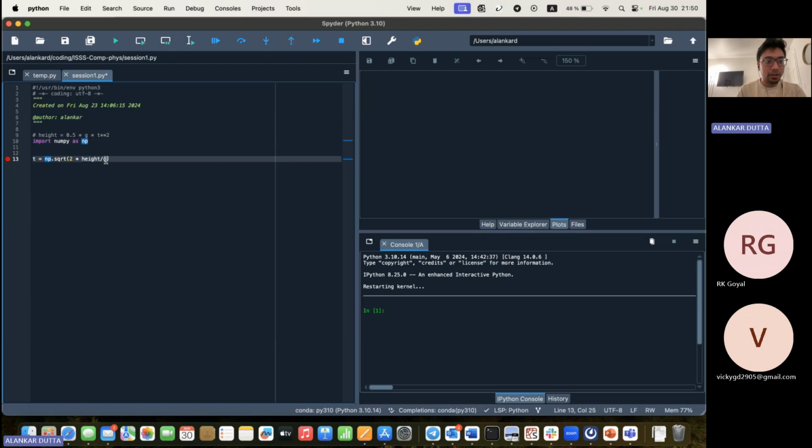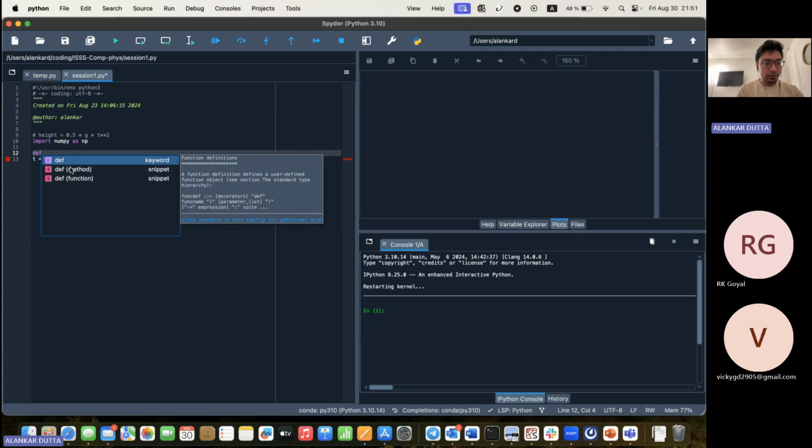And now we have to find, given some height and g, the time is given like this, right? So now the question is the user is going to give you height, and then we are going to find out how much time it is required. So for that, we are going to create a function.